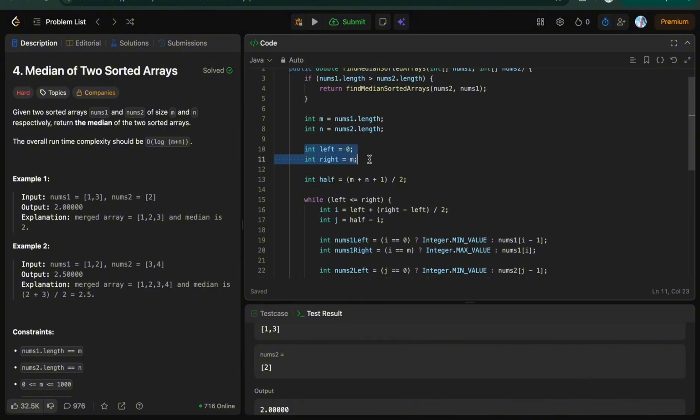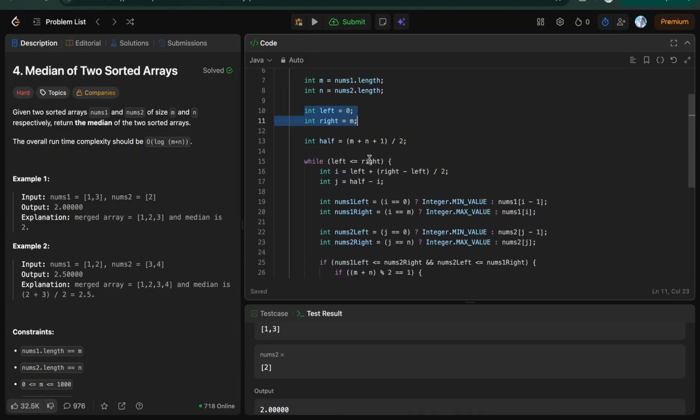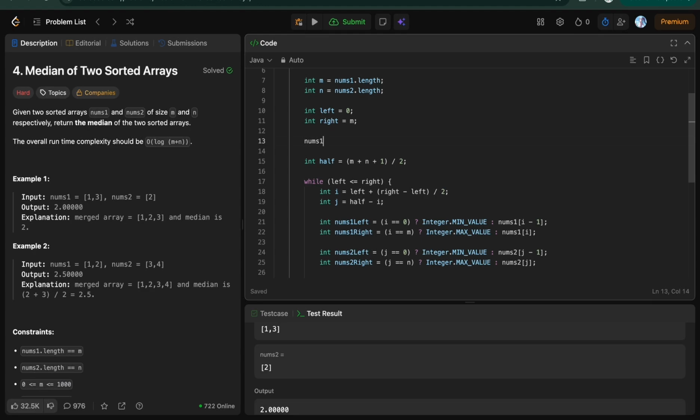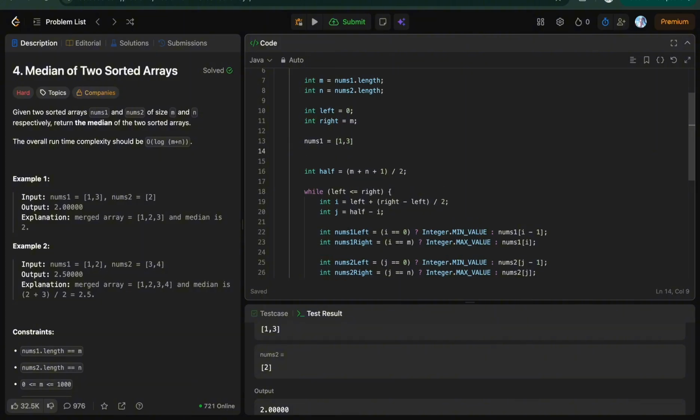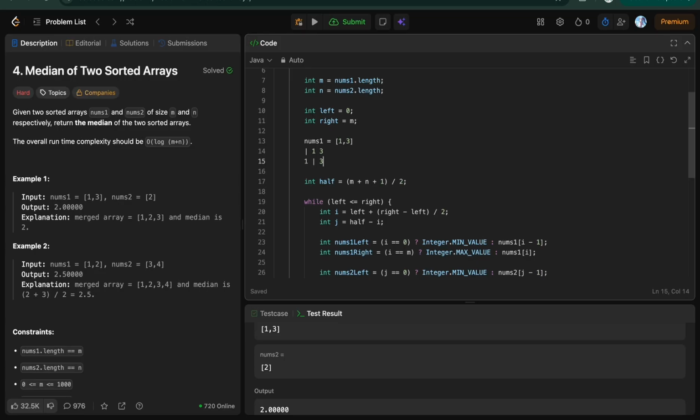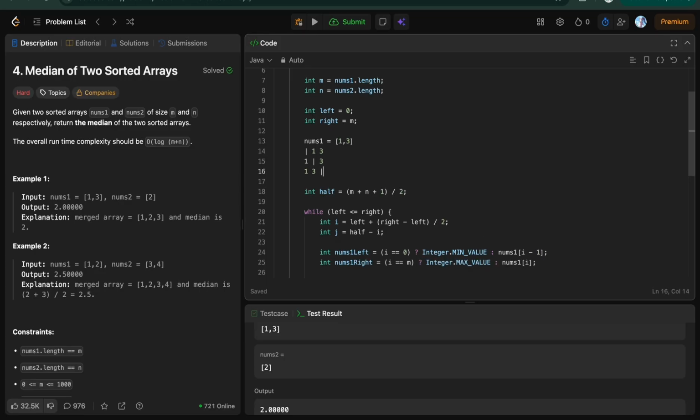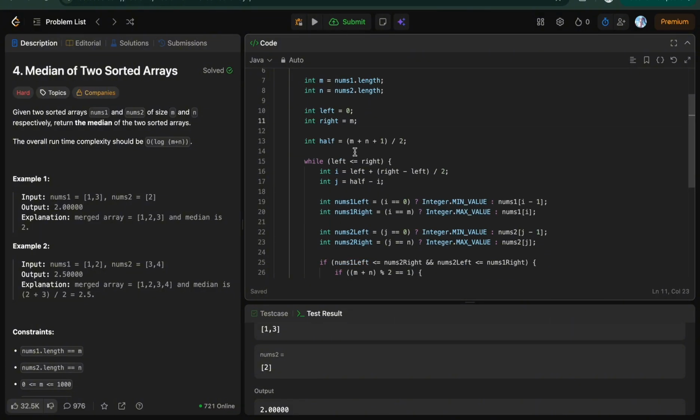So we are searching for the correct partition position in nums1, and the partition can be from 0 to m. For example, in case you don't understand what I meant, let's say that nums1 is the array 1 and 3, right? Then the possible cuts would look something like this. Something like that. Okay, so just showing you the example. I'm going to remove it real quick.